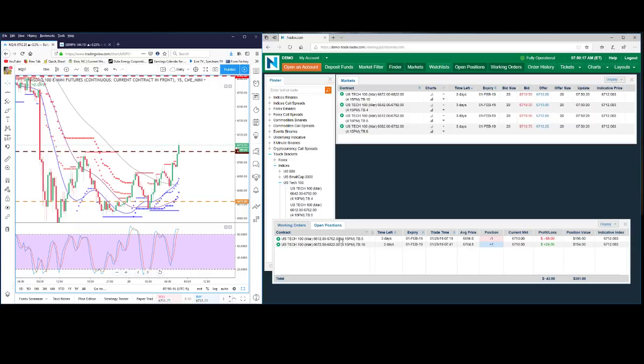But this is one you may want to consider exiting the short position, but you let the long position run. Or you exit the long position and let the short position run if it's moving in your favor.